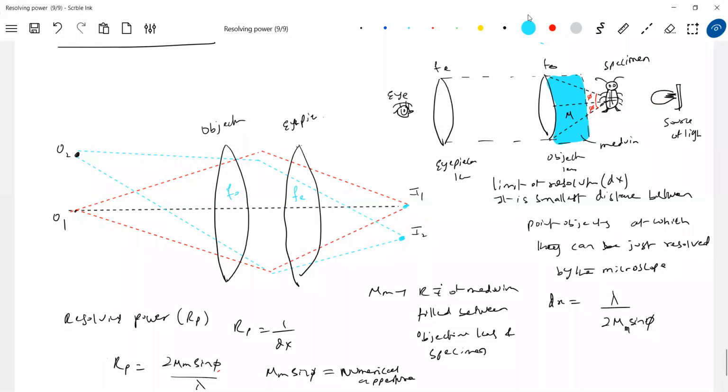So VIBGYOR, if you take it, the blue color light is what I'm able to produce practically. Therefore in the microscope, I'll illuminate the specimen by blue color light. From below, it'll be kept on glass. Am I right? The specimen will be kept on a glass, and from behind I'll illuminate it. So the lower the lambda, the greater the resolving power. I'm able to see things clearly.